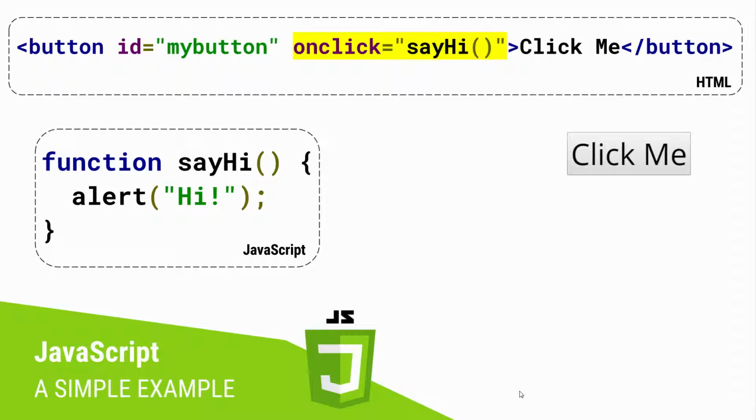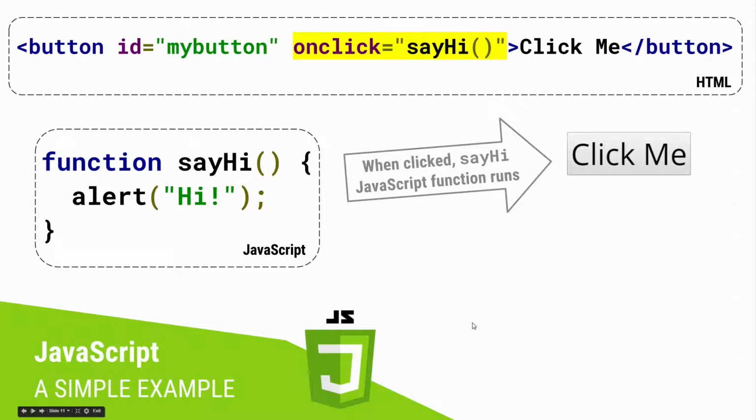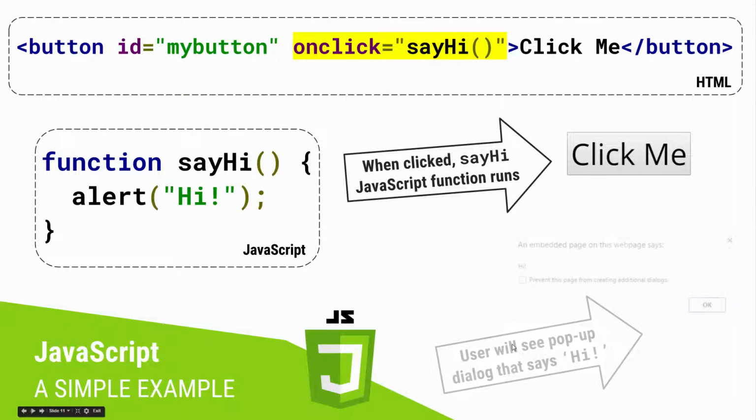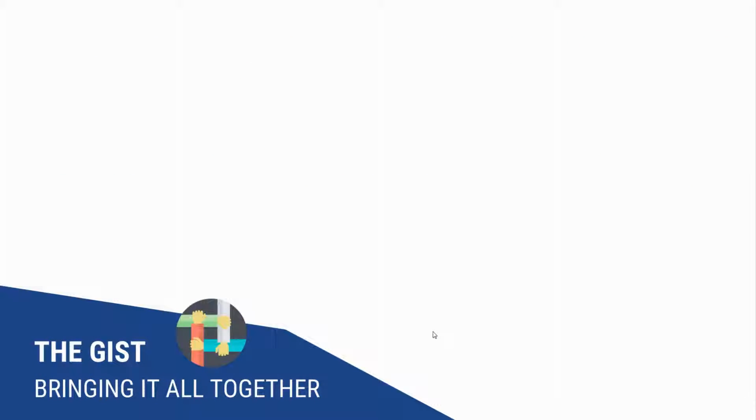What this means is that when someone clicks on the button, when they click on "click me," it's going to run or execute, if you will, this JavaScript code. So once again, let's say I wanted something to happen when the user clicked on a button. I could do something like this. In this particular case, they would click on the button, this JavaScript would execute, and then they would see a pop-up, an alert that says hi. That's the basic idea behind JavaScript.